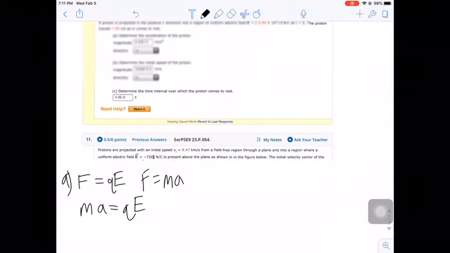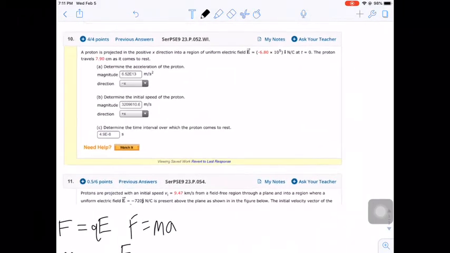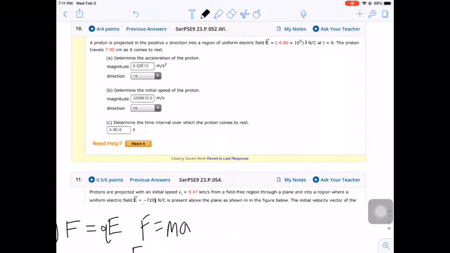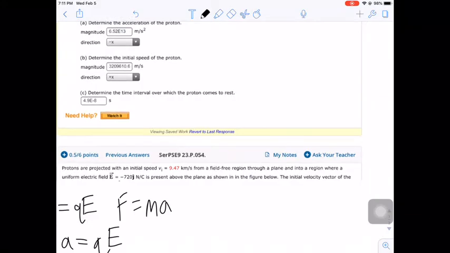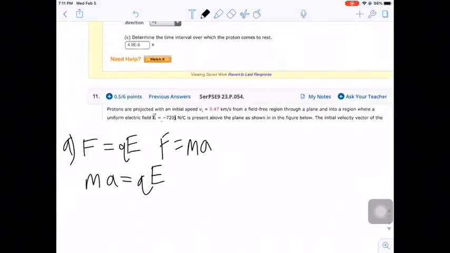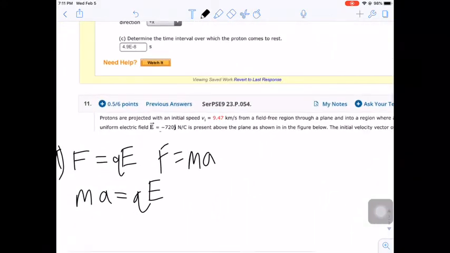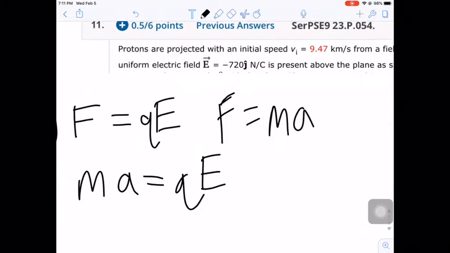And this is where some kids might get stumped because they don't know how to find the charge, and they don't know that you can just look up the charge of a proton, or you can look in a packet or something. If they give it to you on a test or something, they'll probably tell you.